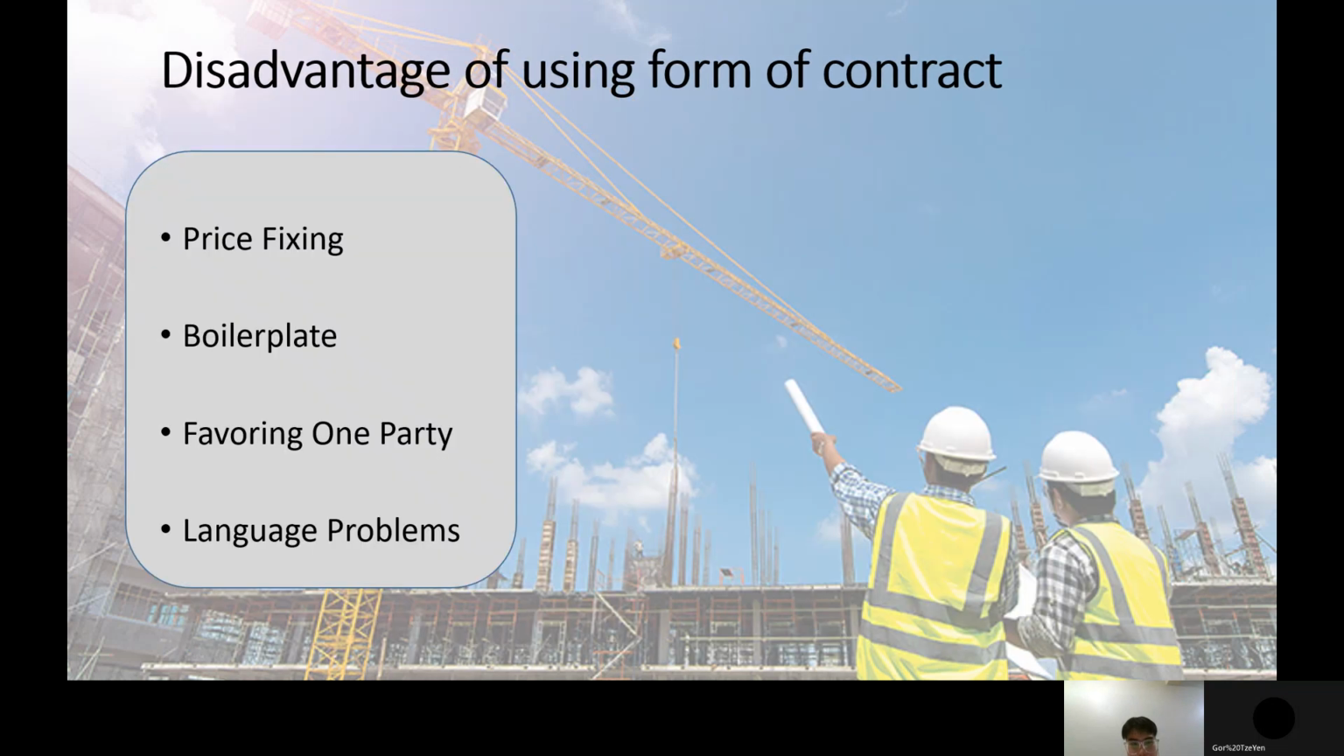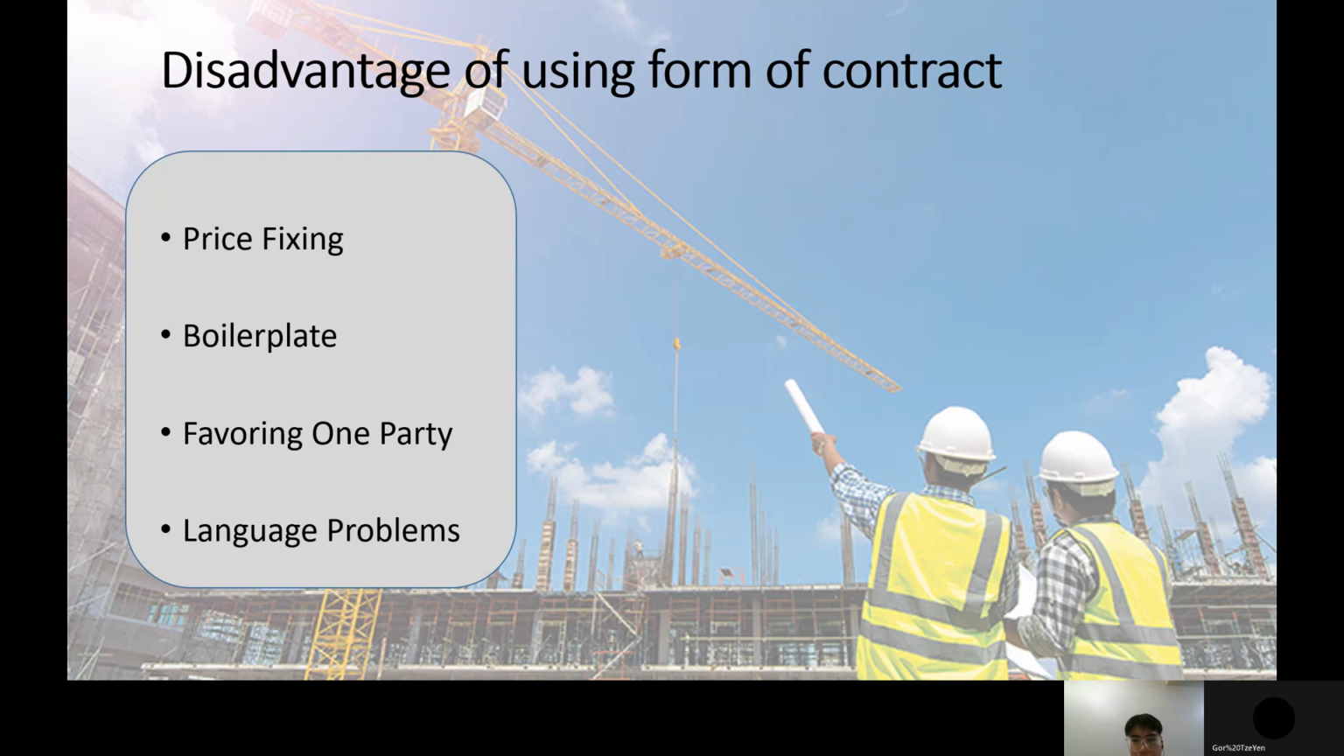Next. The last part, I will talk about the disadvantages of using a standard form of contract. First is price fixing. One of the major problems in the case of standard contracts is price fixing. If a contract has a specified product price stated in it, you could be at risk of price fixing.